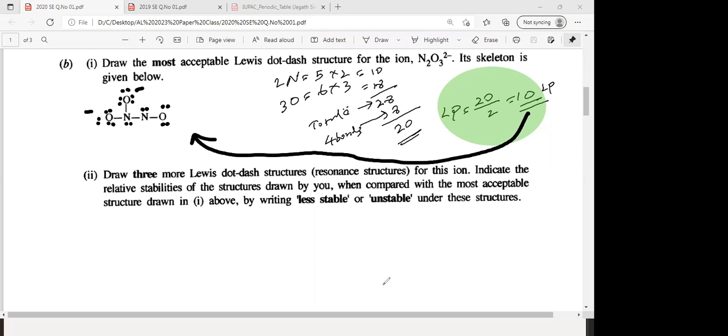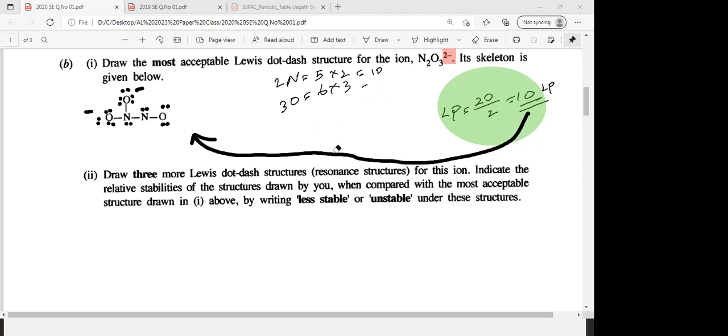There's one mistake. Okay, wait. I have made a big mistake here. There's a minus charge in here. There's a 2 minus charge. Sorry about that, I was checking what's happening. There's a 2 minus charge here, so for that you have to add 2 electrons.